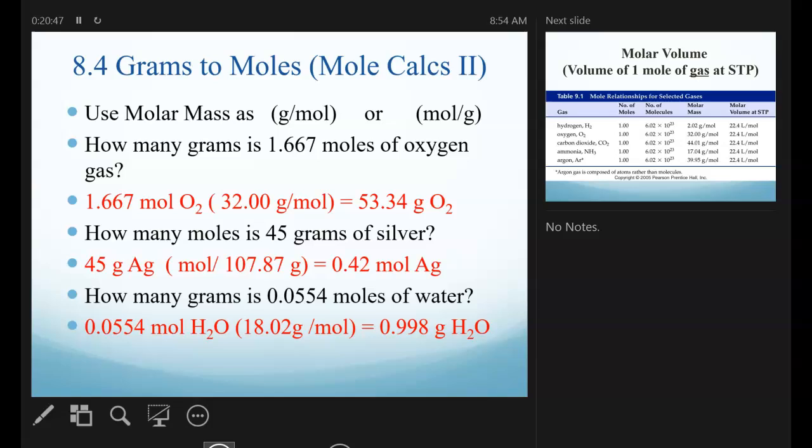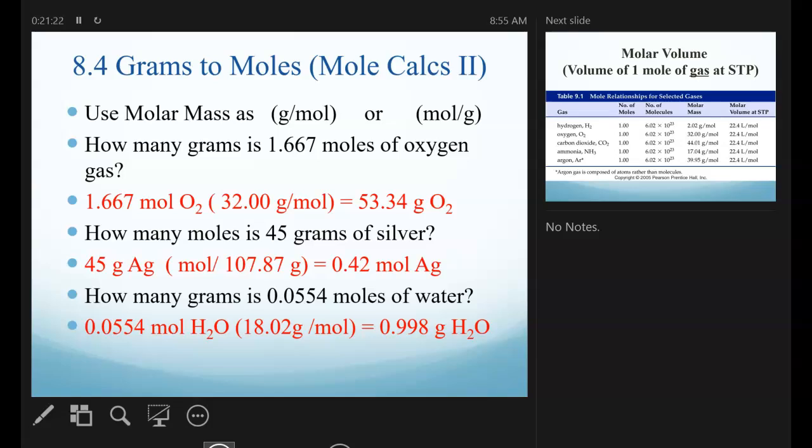Grams per mole. Now, in order to find the grams of oxygen for this many moles, 1.667 moles of O2, I need O2's molar mass, right? Oxygen by itself is 16, because that's what the periodic table says. But what's O2 if oxygen is 16? 32. Now, dimensional analysis, I multiply with what?